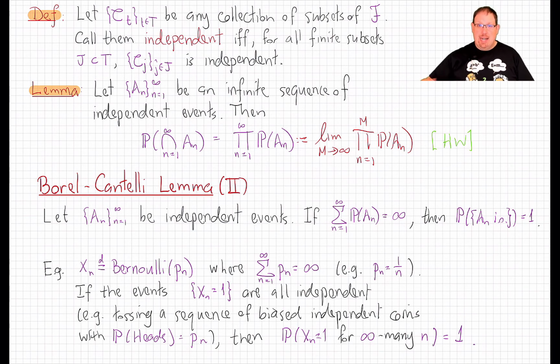And at the end of a very long day, you look at the sequence of tosses. Then with probability 1, you will see infinitely many heads in that sequence, even though the probability of heads was shrinking to 0 as the tosses went on. That's the power of the Borel-Cantelli lemma. And we'll conclude this lecture by proving it.